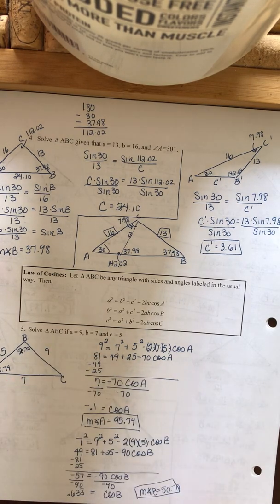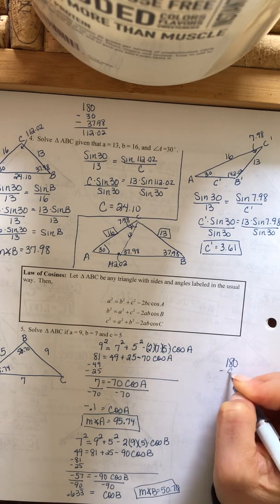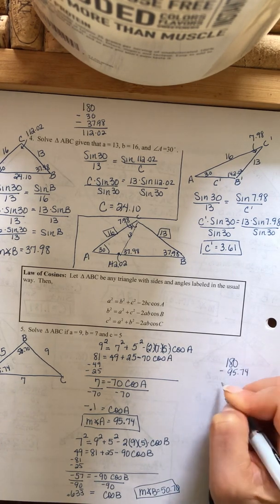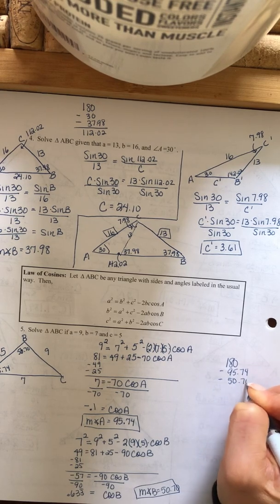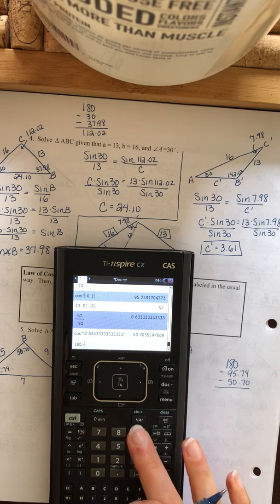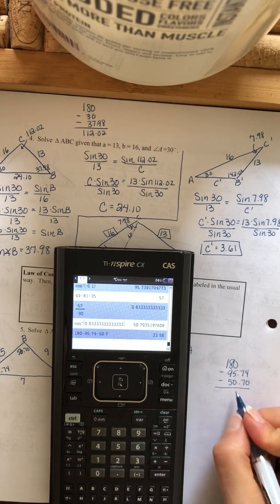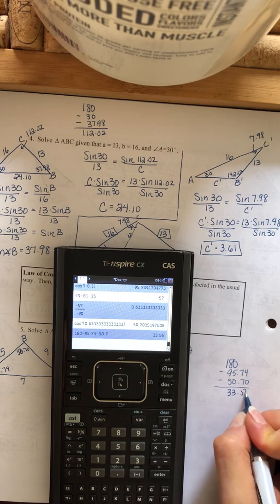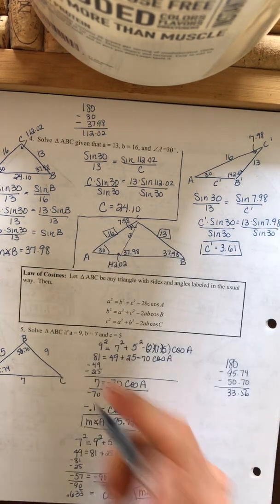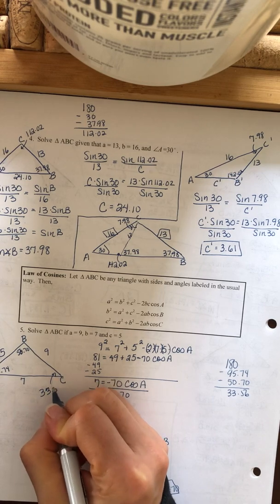Okay, so we have one more thing to do. We just need to find angle C. So for angle C, I want to just take the angles that we now have. So we have 95.74, we have 50.70, and I'm going to subtract those from 180. That's going to leave me with 33.56, and that is angle C. That is your triangle solved.